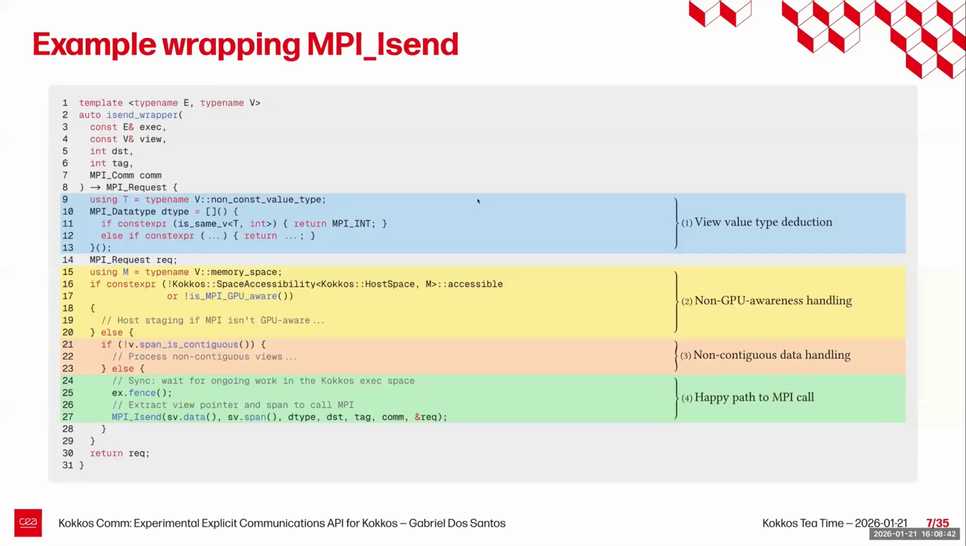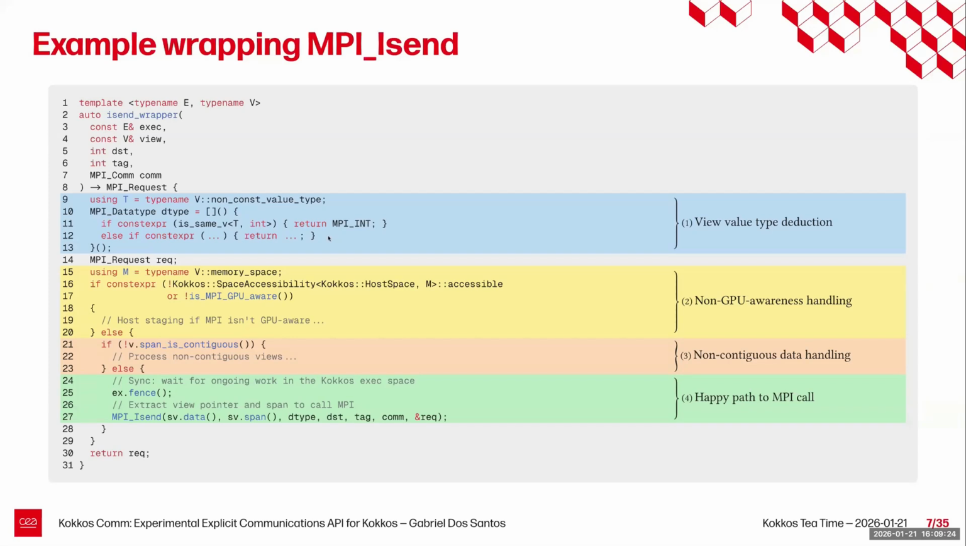So if we take a look at an example of how we would wrap MPI_Isend, the non-blocking version of MPI_Send, the first thing that we need to do is deduce what is the view type, what's the value type of the view. Then we need to handle GPU awareness. So if your MPI implementation isn't able to do GPU-aware communications, you need to bring the device view onto the host and perform the MPI communication.